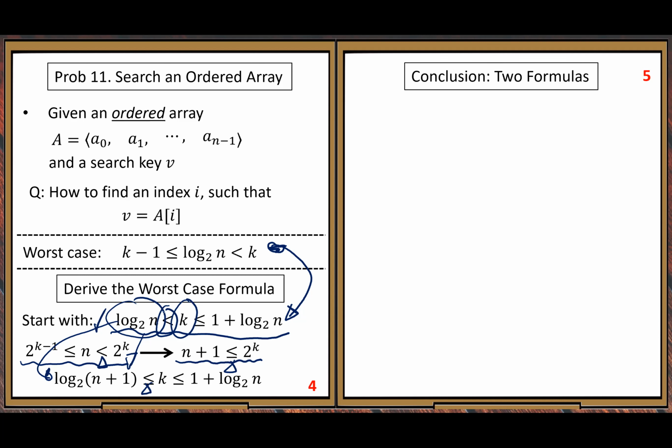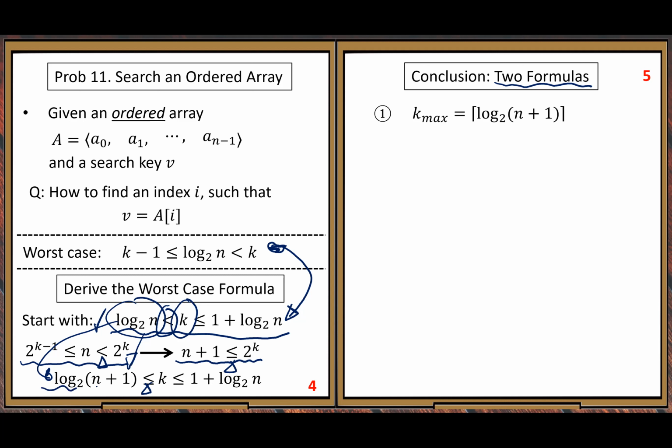So what's the conclusion? For the equality, to determine this k, we have 2 equivalent formulas with different forms, but they give the same number. The first formula, K-max, the maximum number of comparisons you need to do. K-max equals the ceiling function of log base 2 of n plus 1.